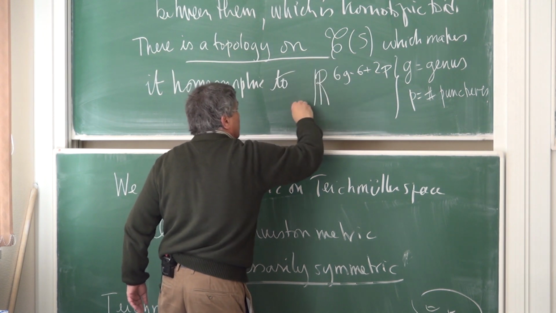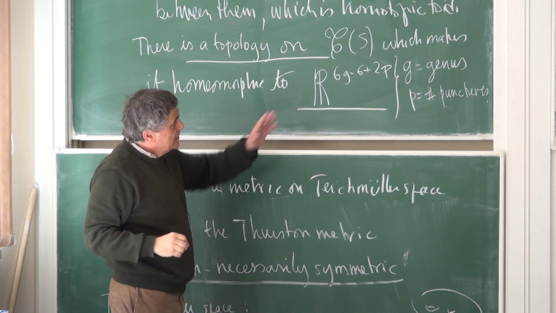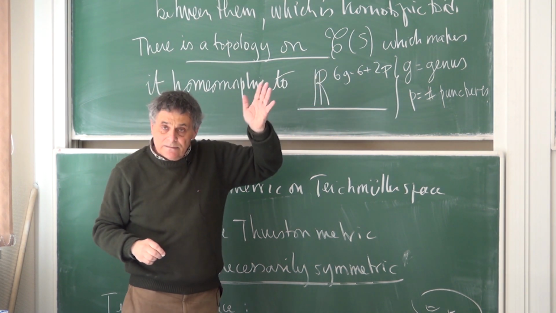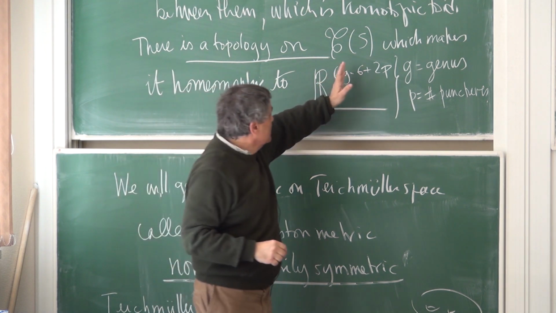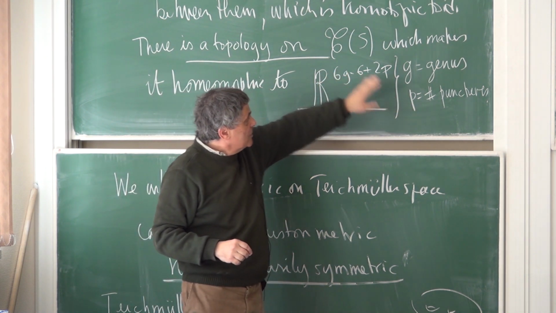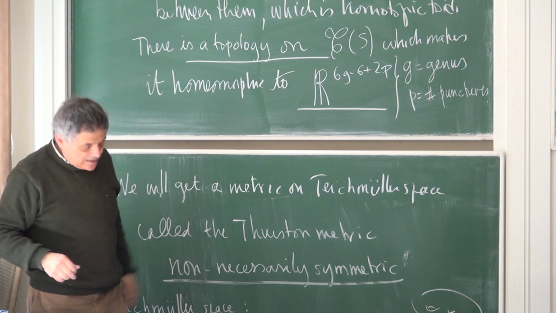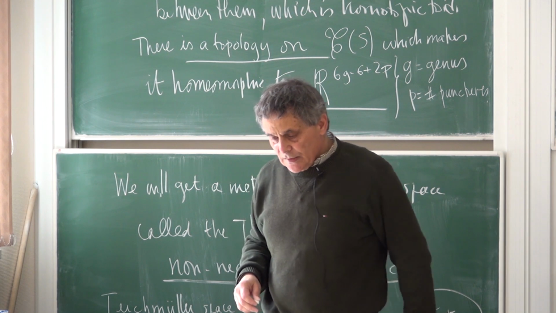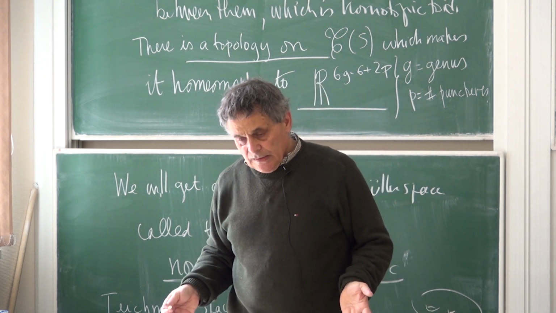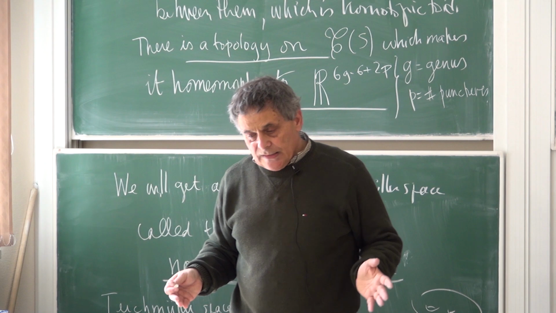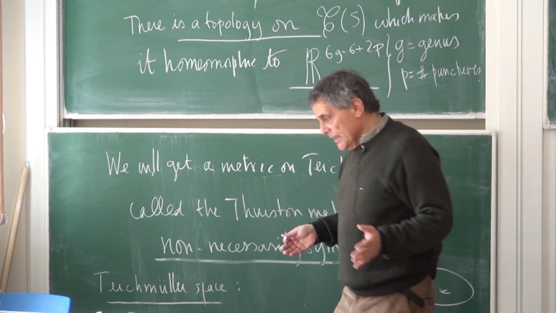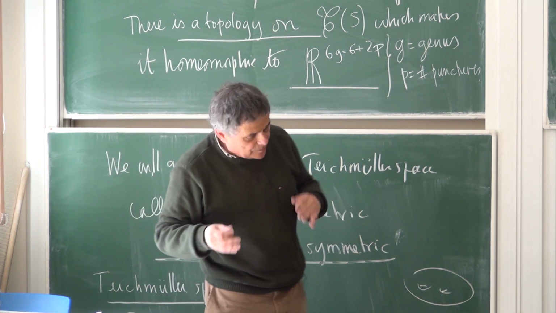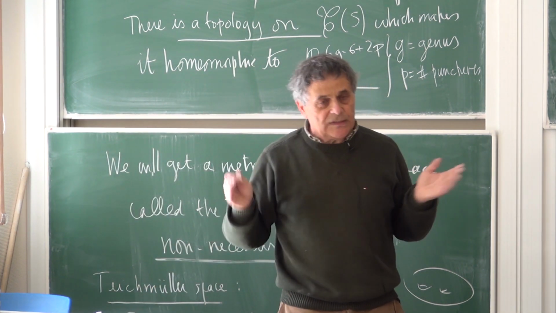this result here is obviously for surfaces of finite type, since I have the genus and the number of punctures appearing here. There is a topology on Teichmüller space for surfaces of infinite type. The problem is that it has no natural topology, and the topology is not uniquely defined. You have several topologies, in fact.